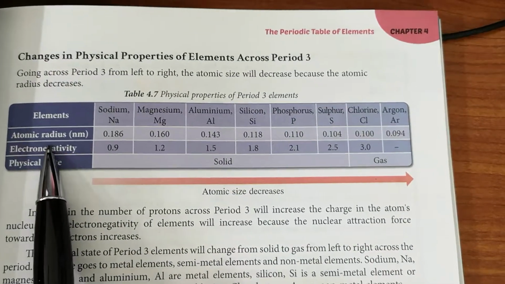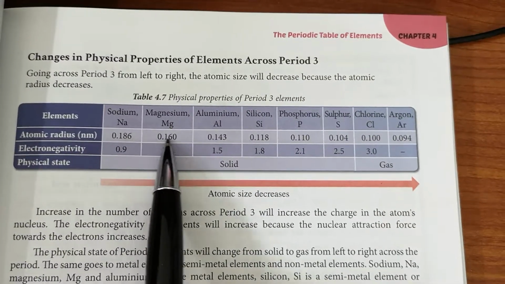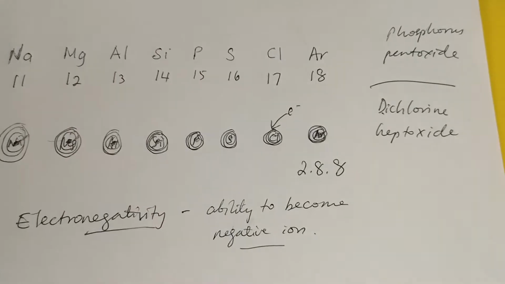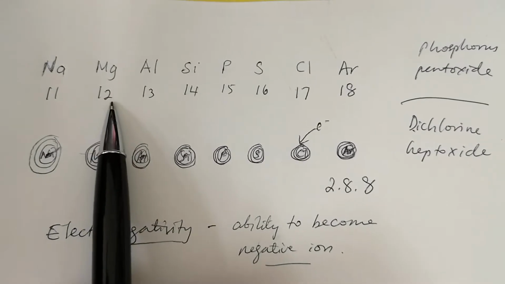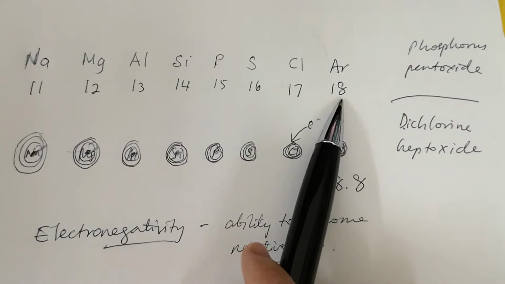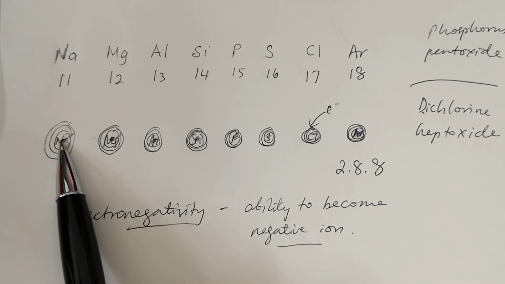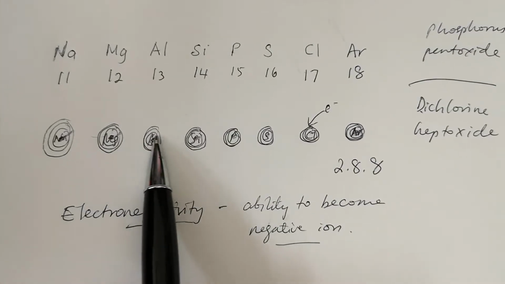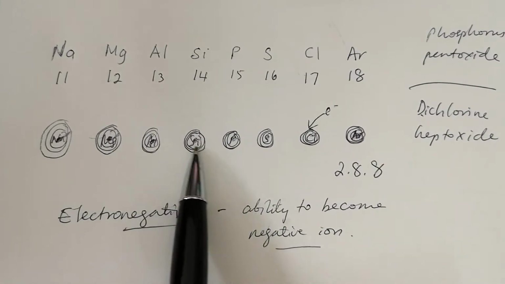First of all, as we go from left to right of the period, you can see the size of atom decreases. Now, why is this so? As we go across period 3, the number of protons increases. So, sodium has 11 protons, magnesium has 12 protons, and it increases. Argon atom has 18 protons. Now, the more protons it has in the nucleus, that means the more positive charge there is in the nucleus. So as we go across period 3, the number of protons increases, so the positive charge of the nucleus increases.